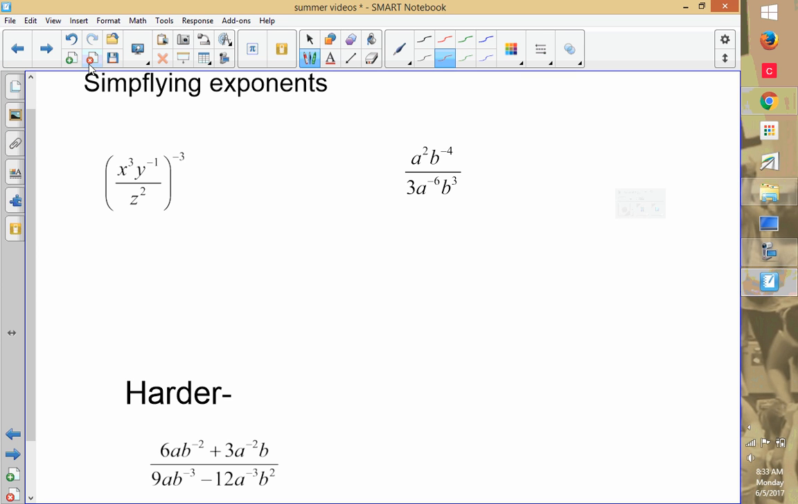We are going to practice simplifying exponents, more specifically exponents that are negative. In math, you never want to have a negative exponent left in an answer. It's not properly simplified at that point in time. So, I have three problems up here.